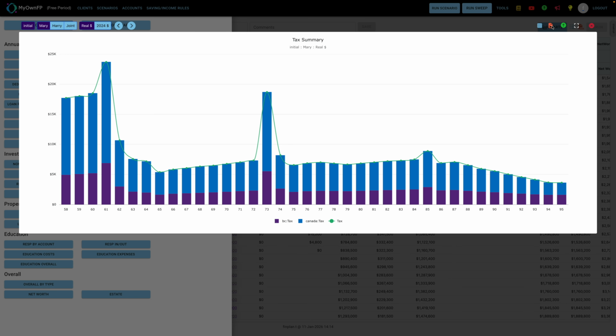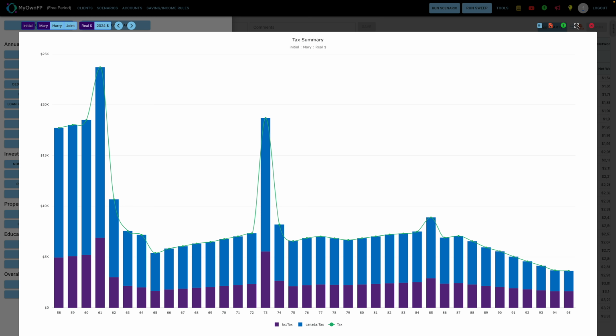This icon will download the chart to a PNG file. This icon will just expand the grid slightly, so if in some charts it's a little harder to read, you can just expand it to take more real estate on your screen. And obviously you can close the chart.